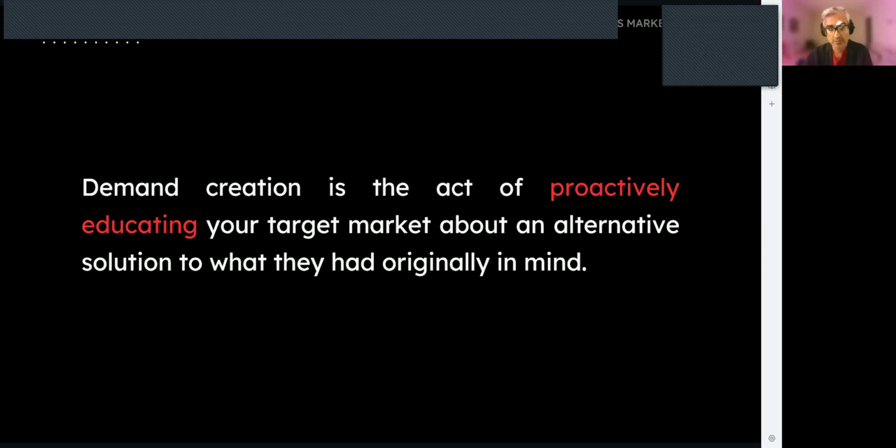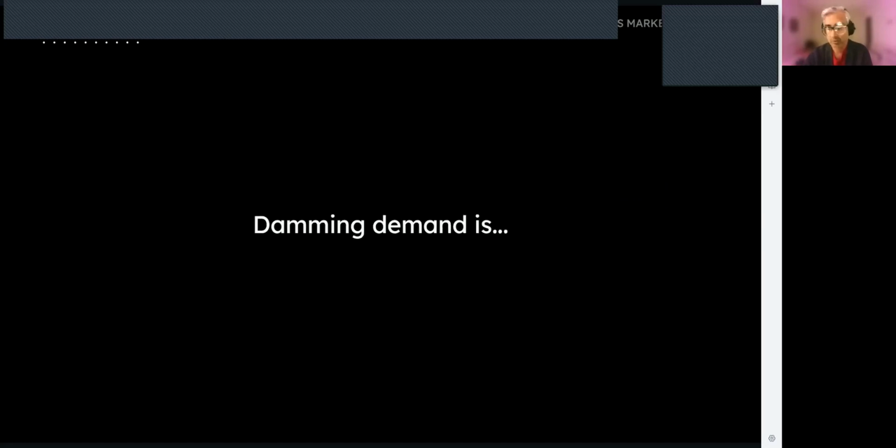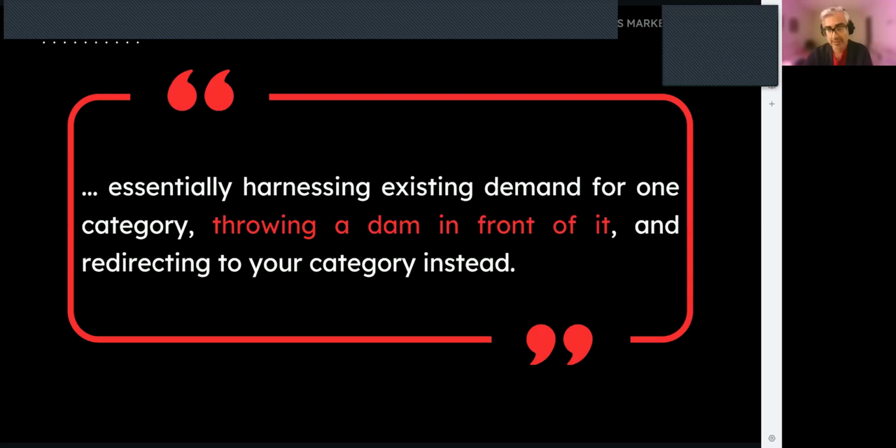So it is you, as a marketer or a business owner or just a business, proactively educating your target market or your potential buyers about an alternative solution to what they had originally in mind. It will become clear as we go through the slides. And damming demand is harnessing existing demand for one category that is not your category.